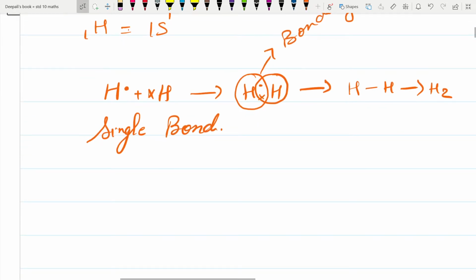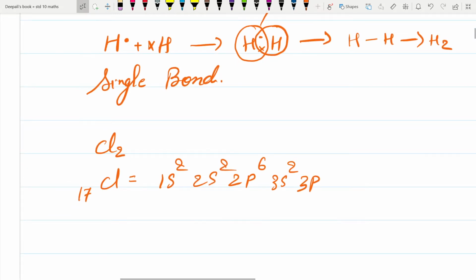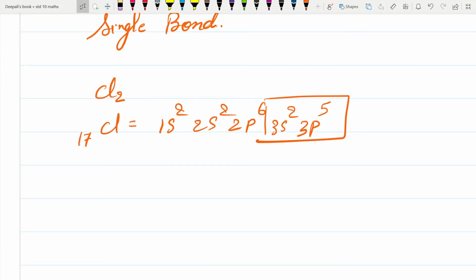Same way, if we take example of Cl2, then the atomic number of Cl is 17. So 1s2, 2s2, 2p6, 3s2, 3p5. So its valency is 7. Now, if you put the Lewis dot structure, you will get 1, 2, 3, 4, 5, 6 and 7. It has one electron unpaired.